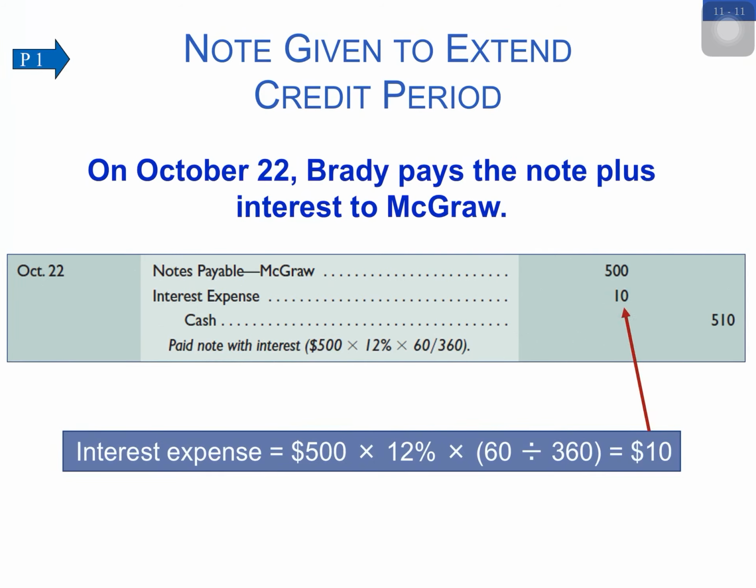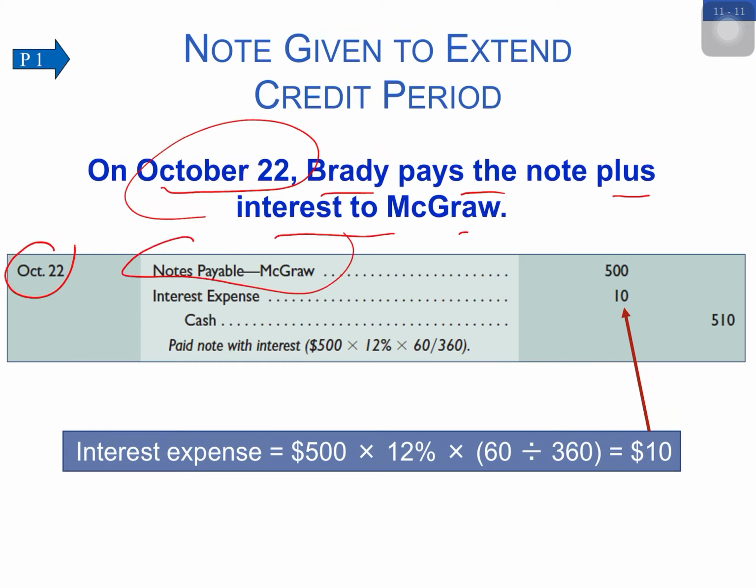And then on October 22nd, Brady pays the note plus interest to McGraw. On this date, Brady pays, so notes payable decrease $500, interest expense $10, and cash $510. How does this $10 come from?